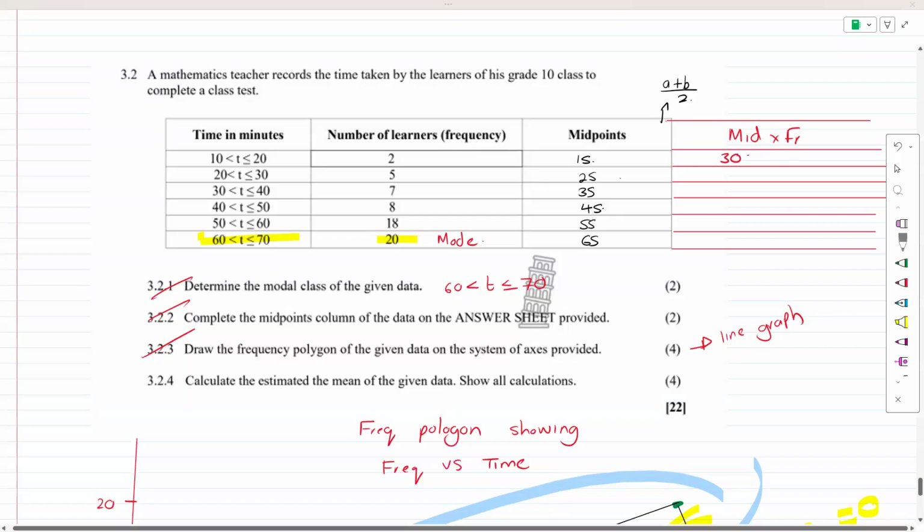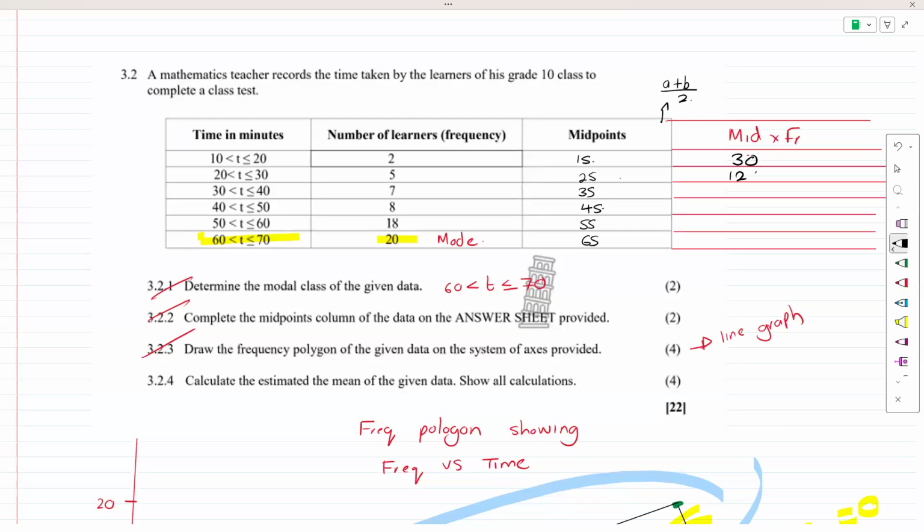Okay, 2 times midpoint is 30. 5 times 25 is 125. 7 times 35 is 245. 8 times 45 is 360. 18 times 55 is 990. And 20 times 65 is 1,300.